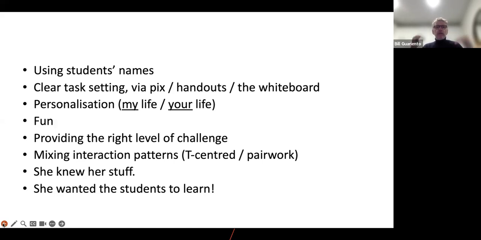Mais talked about the teacher using pictures and handouts, and the teacher also used the whiteboard in a very efficient way. She allowed the students to talk about their own lives at the end. As Esra said, the lesson was fun. I think she provided the right level of challenge as well. She thought about that carefully. Another thing, excuse me, Rose, you have something you'd like to add?